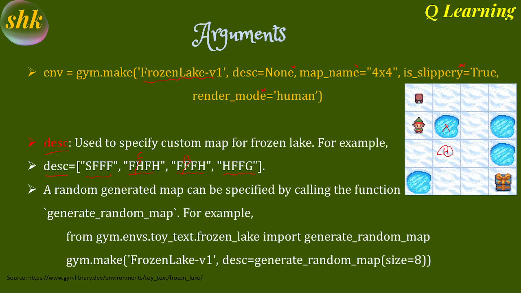Suppose you want to generate a random pattern or map, then we have to import generate_random_map from gym.envs.toy_text.frozen_lake. Then we give the statement env = gym.make FrozenLake desc, then we write generate_random_map. Here we can specify the size, which may be 4 or it can be 8.